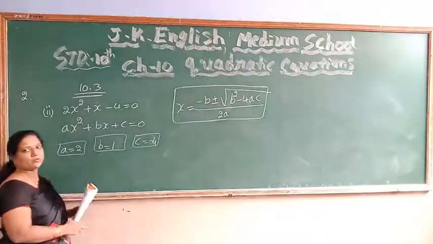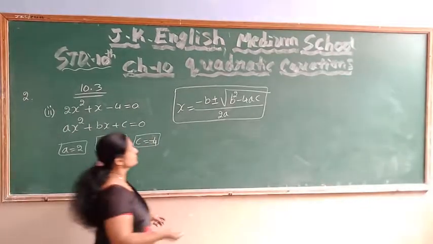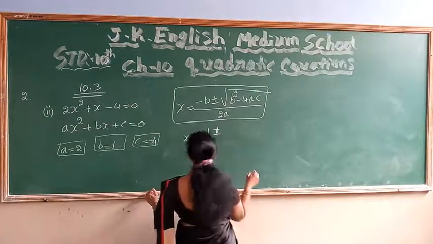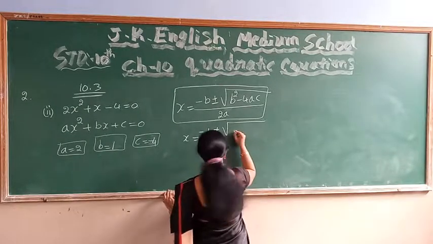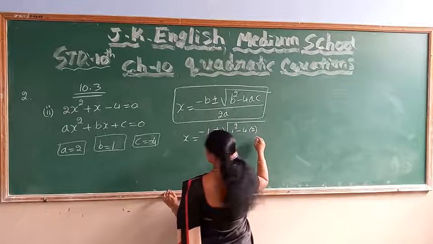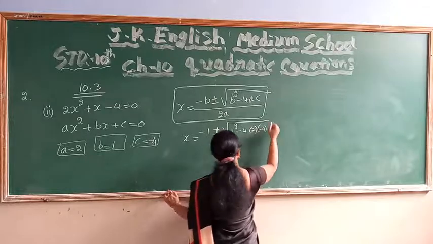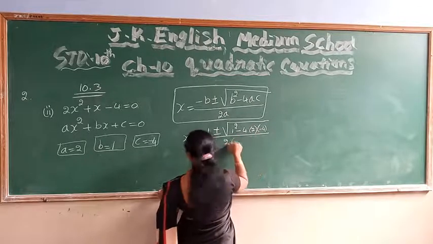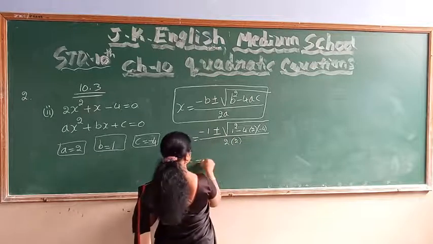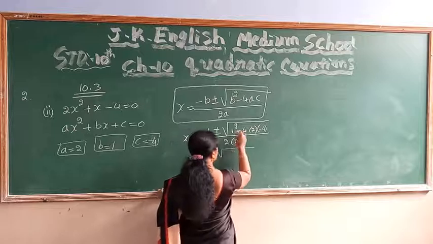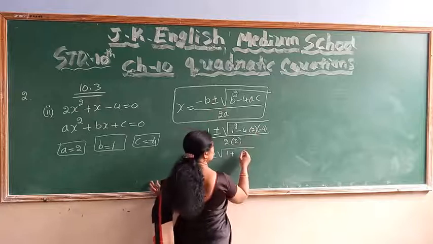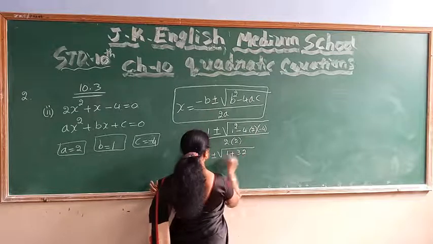Then write the quadratic formula, then substitute all these values. x is equal to minus b plus or minus root b square, means 1 square, minus 4, a value is 2, c value is minus 4, divided by 2 into a value 2. x is equal to minus 1 plus or minus root of 1 square minus 4 into 2 into minus 4, 2 eights are 8, 8 4s are 32. So this is positive.